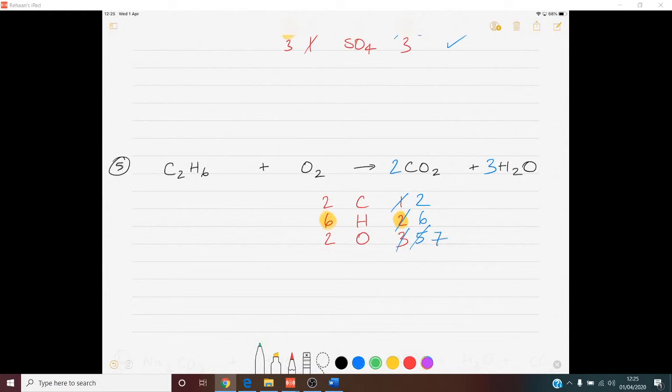Stand back and admire. Your carbon is balanced, your hydrogen is balanced, but the oxygen is not balanced. And the key thing here is to go from 2 to 7. To go from 2 to 7, we've got to multiply by 3.5. So that means we have to multiply oxygen by 3.5.